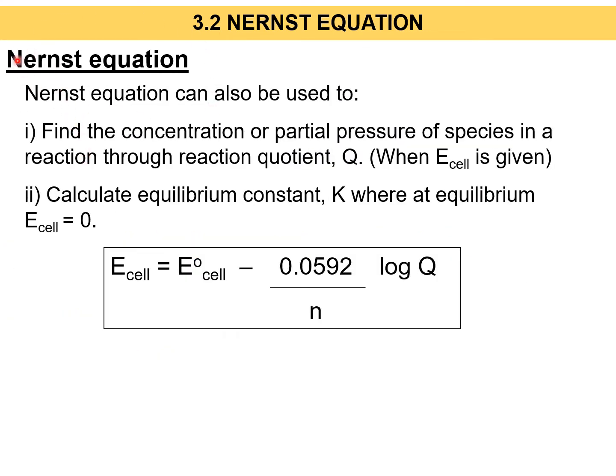Okay, selain kegunaan Nernst equation untuk mencari the value of Ecell, also it can be used to find the concentration of partial pressure ataupun concentration of species melalui reaction quotient. Okay, tapi kat sini dengan syarat value of Ecell ni mestilah diberi dahulu. And then selain daripada itu, Nernst equation juga boleh digunakan untuk calculate the equilibrium constant, where at equilibrium Ecell ni akan jadi 0. Okay, this one nanti we will go through this later, alright?